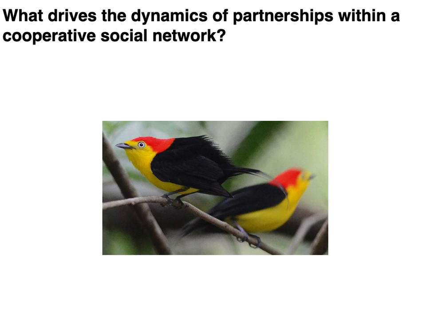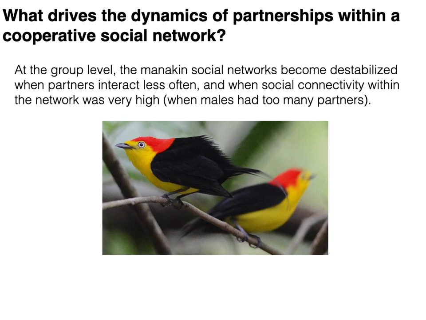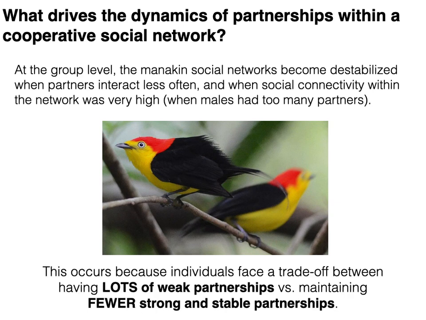Okay, so just to wrap up the conclusions there, we found that these social networks became destabilized when the partners interacted less often and when they had a lot of partners. Too many partners seem to destabilize the system. We think this occurs because these manakins face a trade-off between having lots of weak social partnerships versus maintaining fewer strong and stable partnerships. And I think this is remarkable because it really reminds me of human friendships.